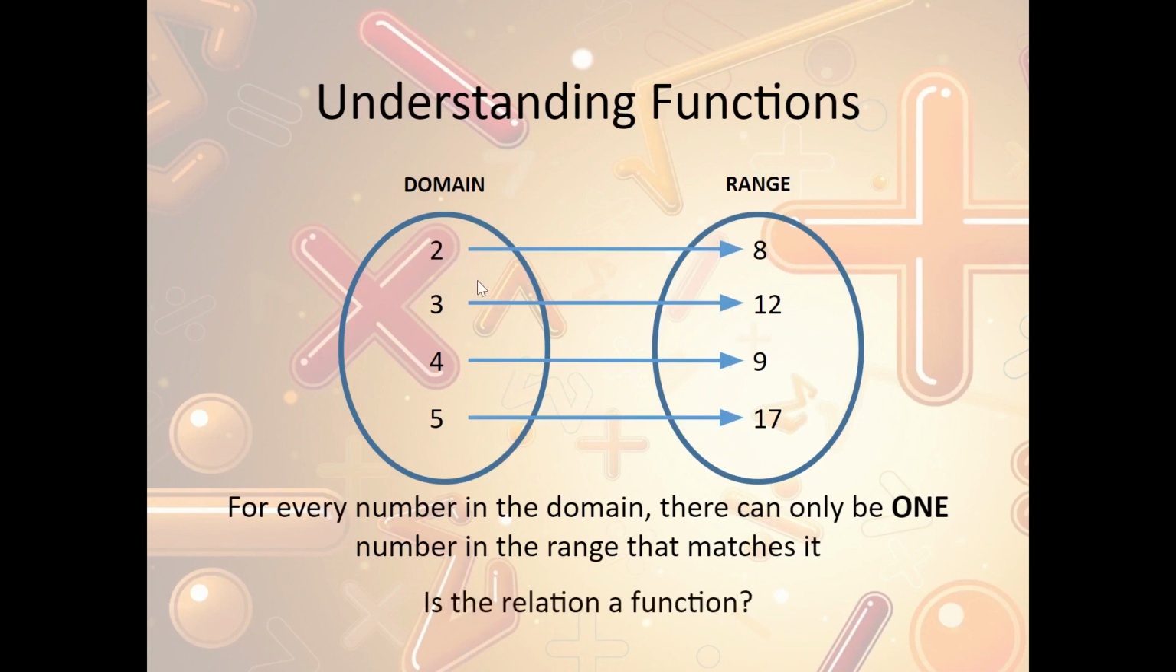Remember, in order for it to be a function, there has to be one y for every x. So if I look at this, I can see that my 2 is only mapped to 8. I can see that 3 is only mapped to 12, 4 is only mapped to 9, and 5 is only mapped to 17. So therefore, this is a function because there's no split. I don't see 2 going to 2 different places.